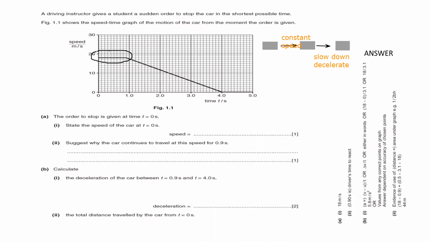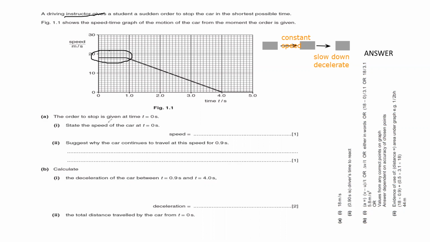So why, even though the instructor gave the instruction to the student to stop the car, did the car continue to move with a constant speed and then slow down and stop? The reason was that when the instructor gives the instruction to stop the car, the student will take time to react to the instruction or order. That is called a reaction time. If someone gives you an order, you do not perform that action instantly. You will take some time to react to the order, and that interval is known as the reaction time.